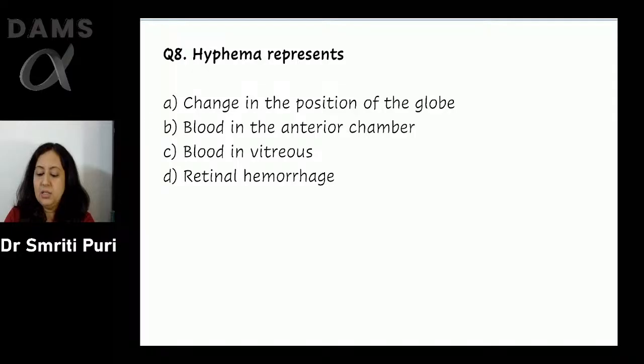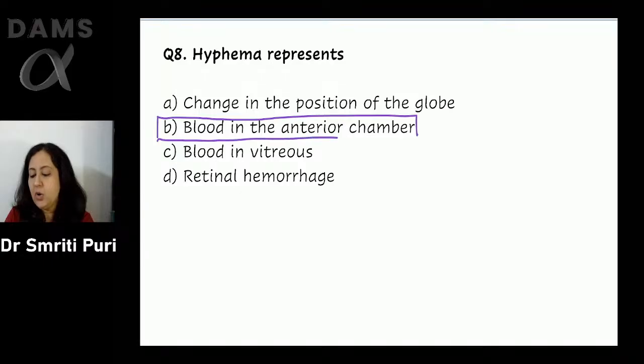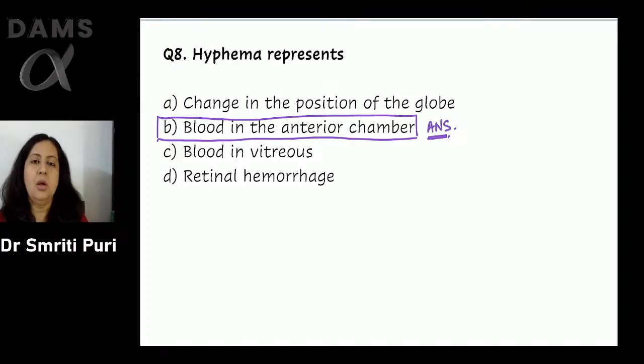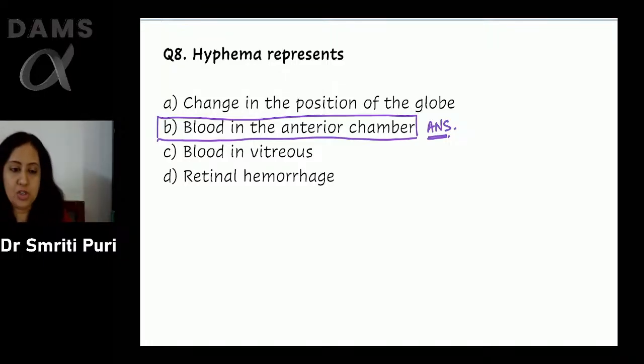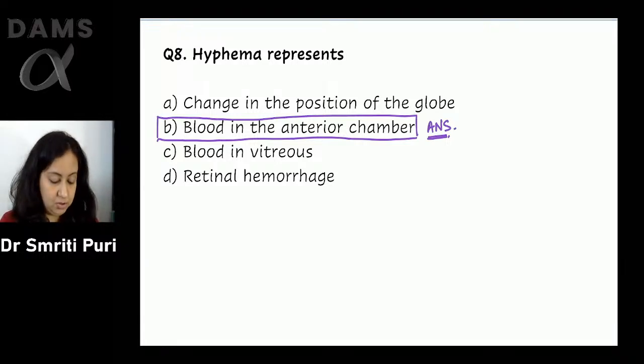So hyphema represents blood in anterior chamber. It is basically the accumulation of blood between cornea and iris. So in my predictor series, I will also be doing ophthalmological complications of maxillofacial injuries. We'll just see a few terminologies. Only that much is required at our level. Rest all comes under the scope of ophthalmology. So just remember, it is blood in anterior chamber, the accumulation of blood between cornea and iris.